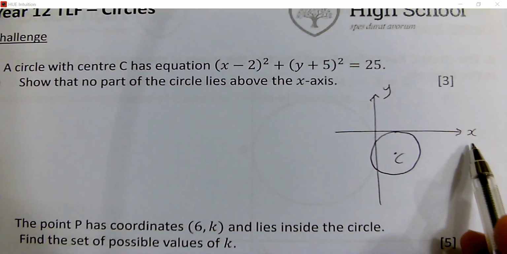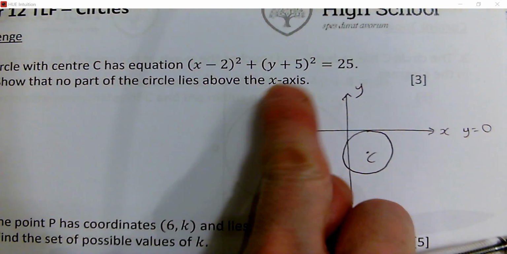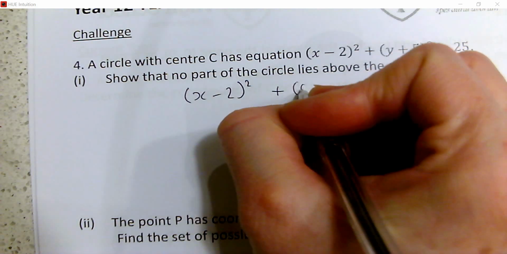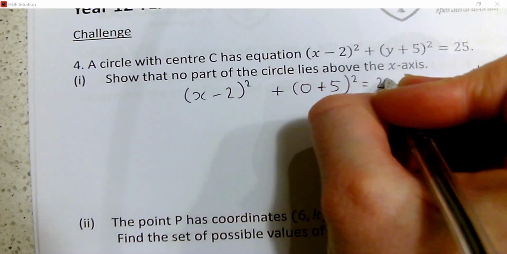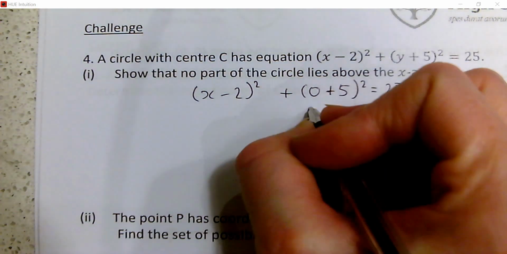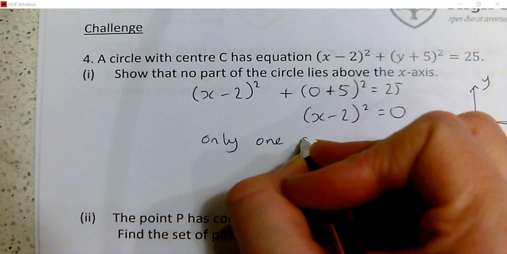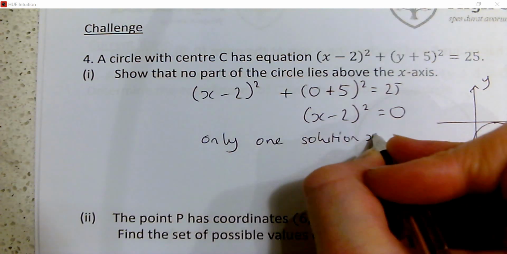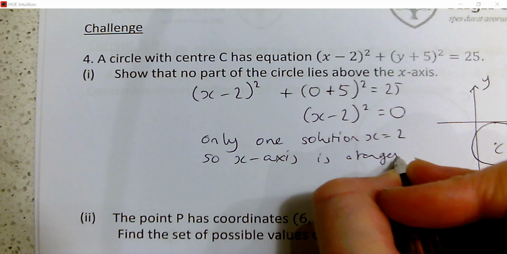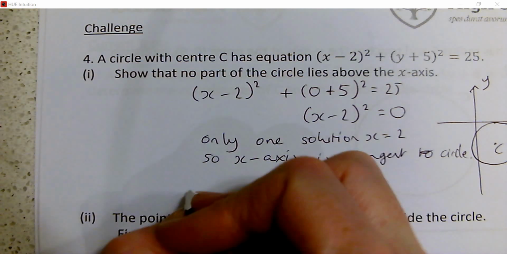Okay, so the x-axis has equation y is 0. So we're going to substitute y is 0 into the circle equation. So I've got x minus 2 squared plus 0 plus 5 squared is 25. And so if I work that out, that's 25. So I end up with x minus 2 squared is 0, which has only one solution. x is 2, so the x-axis is a tangent to the circle.